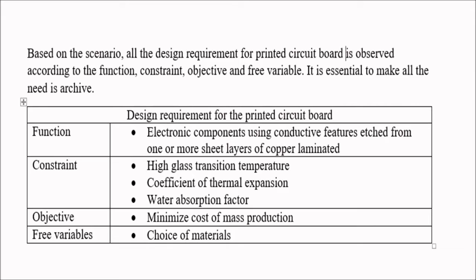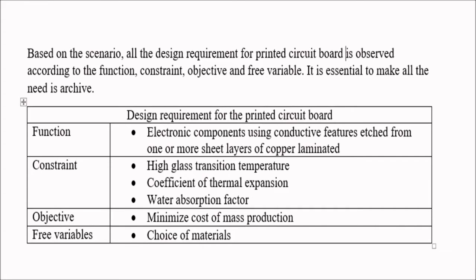Alright, I move to the process selection of the printed circuit board. Based on the scenario, all the design requirements for the printed circuit board are observed according to the function, constraint, objective, and also free variable. The material used to make printed circuit board is very important, because the price of different materials can vary from 10% to 100%, so the price difference of printed circuit boards made by different materials can be huge.